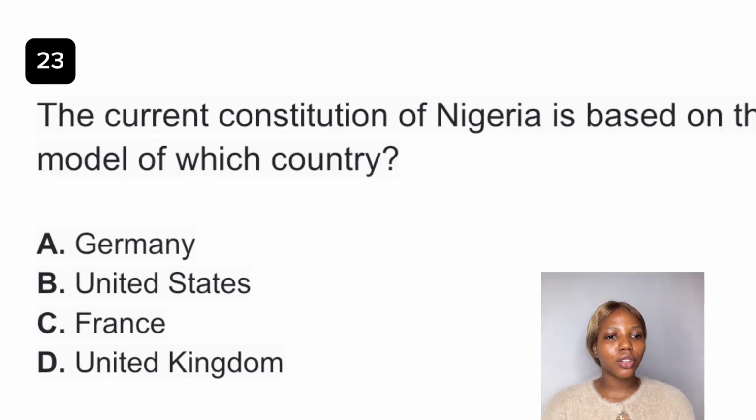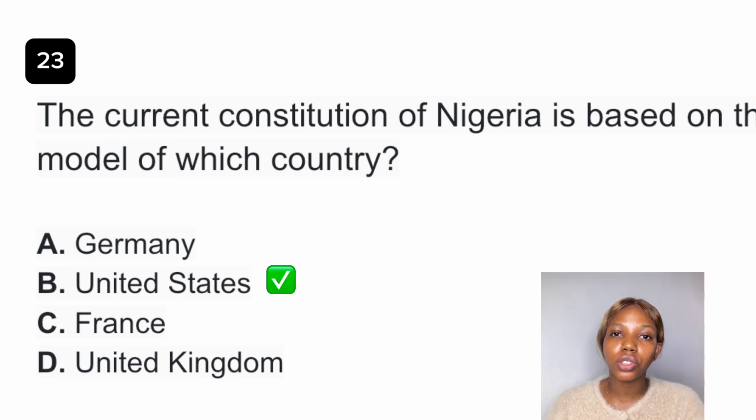Question 23. The current constitution of Nigeria is based on the model of which country? The answer to this question is option B, United States of America. So the question says the current constitution. Now, the current constitution of Nigeria is the 1999 constitution, which is the fourth Republican constitution, which features the American presidential system. In fact, the constitution that ushered us into the American presidential system is the second Republican Constitution of 1979. So the first republic, the 1963 Constitution, the 1960 Constitution were all under the parliamentary system of government, which is the United Kingdom. So the answer to this question is option B, United States.